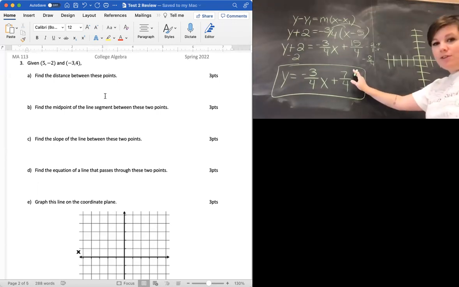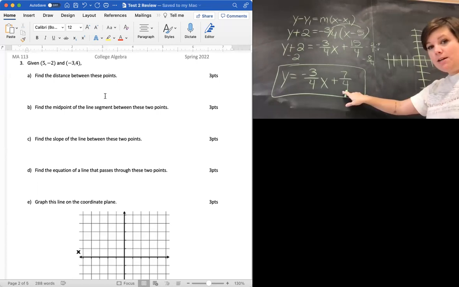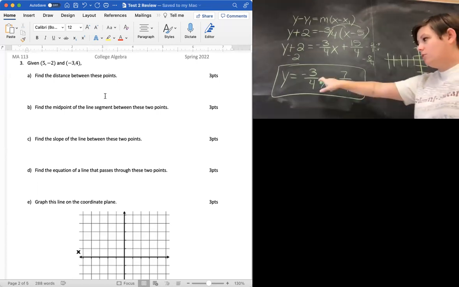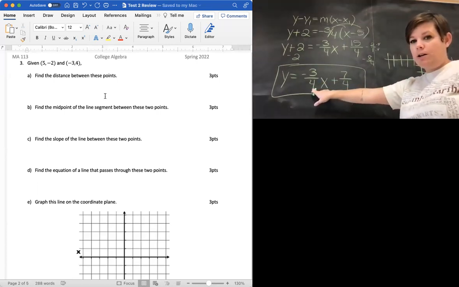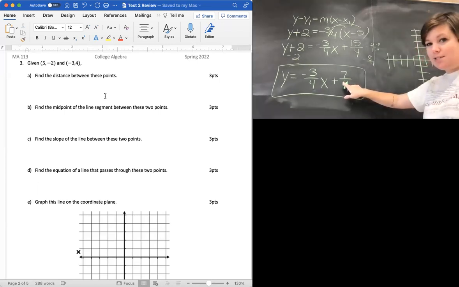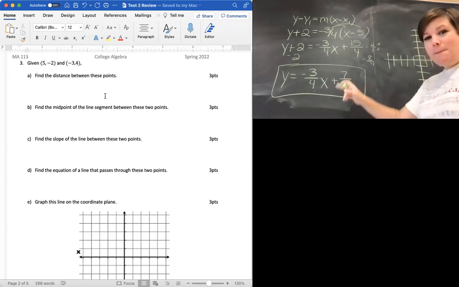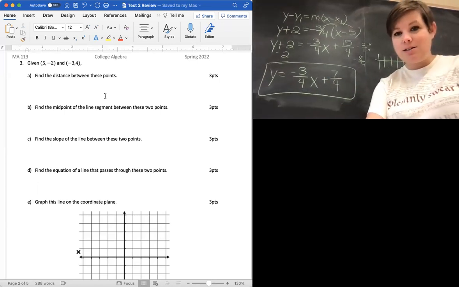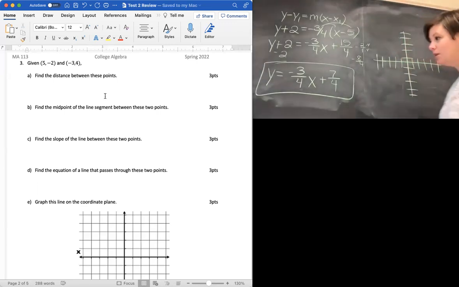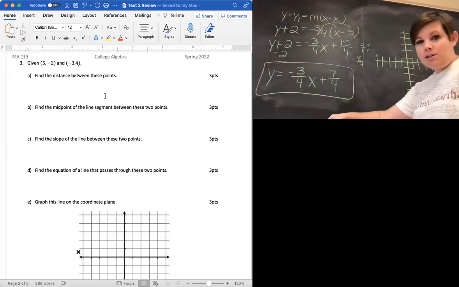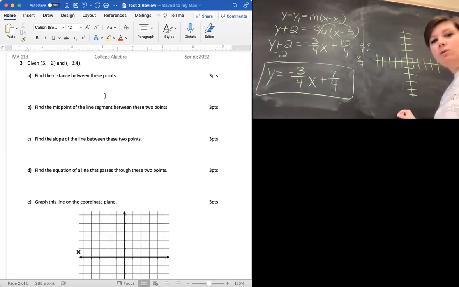Because if you were to graph this the way that we learned how to graph with lines, you would plot the B, and then you would use your slope to plot another point. But nobody wants to plot the point 7/4. That's gross. But what did they tell us at the very beginning of the problem? They gave you 2 points. What do you need to graph a line? You need 2 points. So what 2 points do I have?